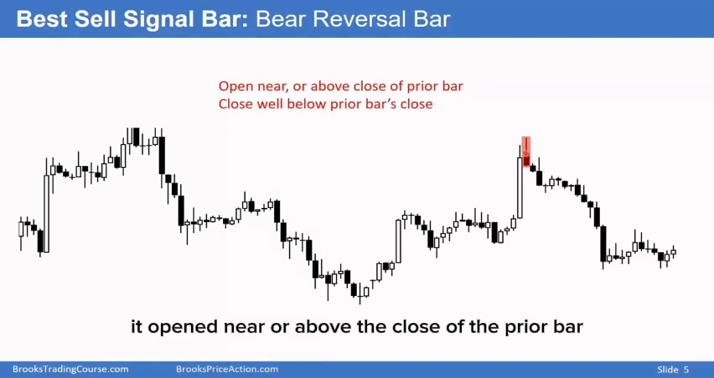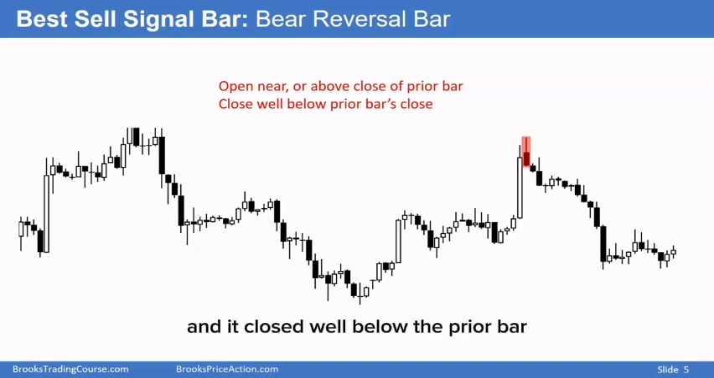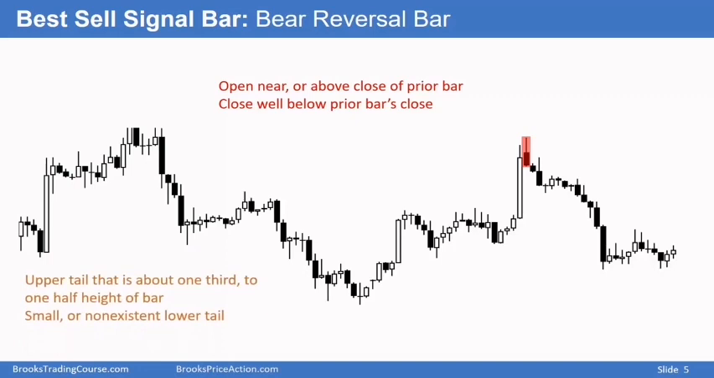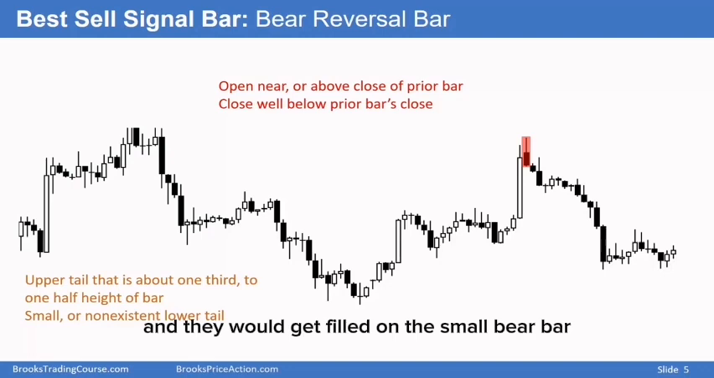It opened near or above the close of the prior bar, and it closed well below the prior bar's close, in this case just a little bit below, and the tail about 1/3 to 1/2 the size of the bar, and the body reasonably good size. No tail or very small tail on the bottom. So that's the sell signal bar, and bears will place an order to sell just below its low, and they would get filled on this small bear bar.